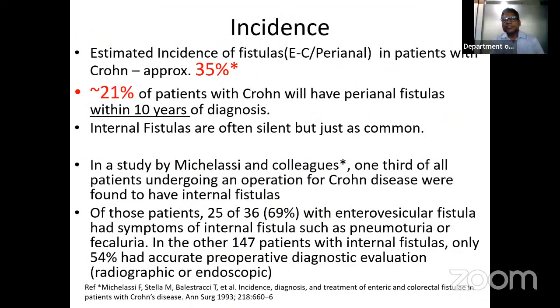The estimated incidence of fistula, either enterocutaneous or perianal, in patients with Crohn's is approximately 35%. Approximately 21% of patients with Crohn's will have perianal fistulas within 10 years of diagnosis. Internal fistulas, as I say, are often silent, but they are common, like external fistulas also.